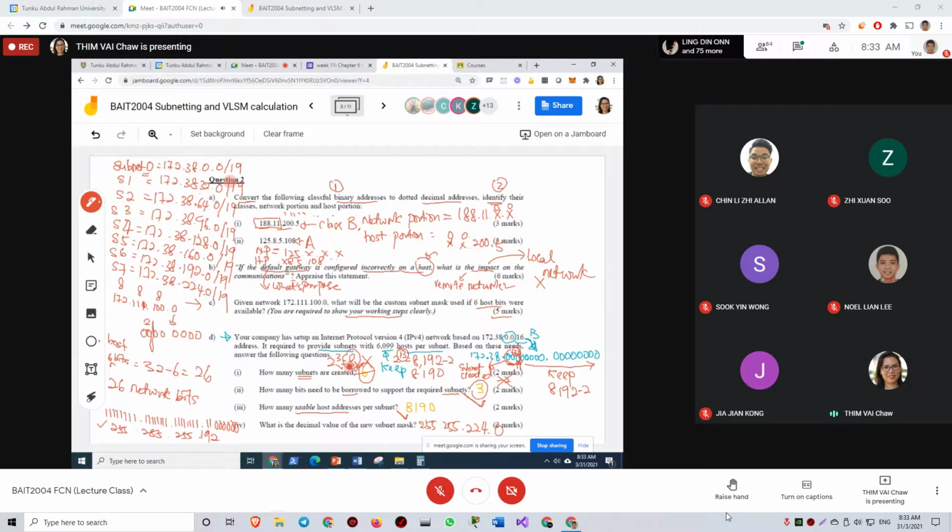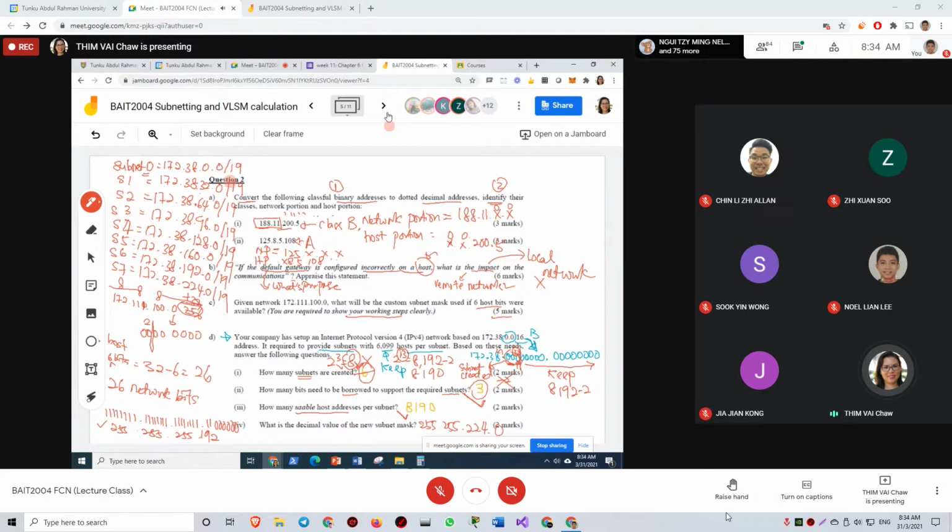If you use 224 plus 32 again, the answer is 256 already. It means that you have actually affected another byte over here. So that's why this one is not valid, and you should stop here already. You should know how many bits are used to represent your network portion.